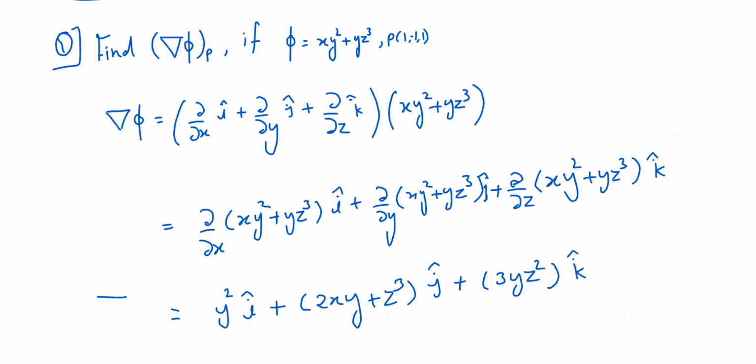But we need to find it at this point. Point means this is the value of x, this is the value of y, and this is the value of z. So we should put those values in x, y, z. Exactly. So there will be 1, minus 1 square.